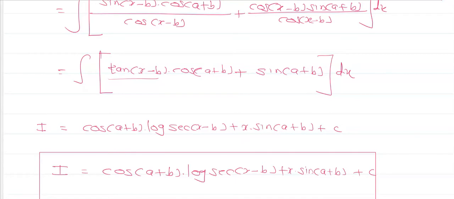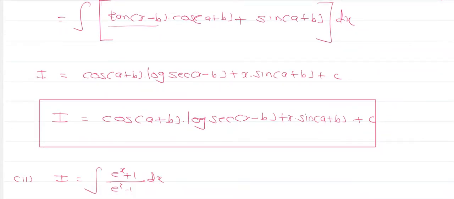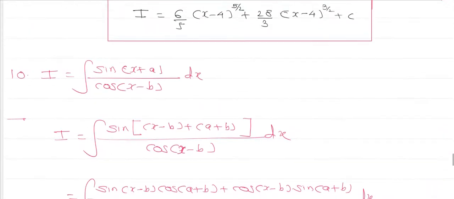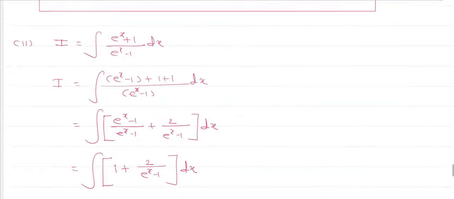In the same way, the integral of tan of (x minus b) is log of sec of (x minus b). Next, this is the constant term, therefore keep it as it is, and the integral of dx is x plus c. Hence the final answer: I equals cos of (a plus b) into log of sec of (x minus b) plus x into sin of (a plus b) plus c. All these problems are solved problems.